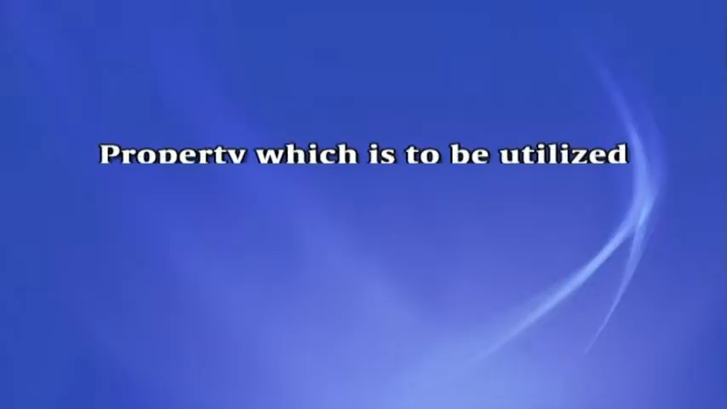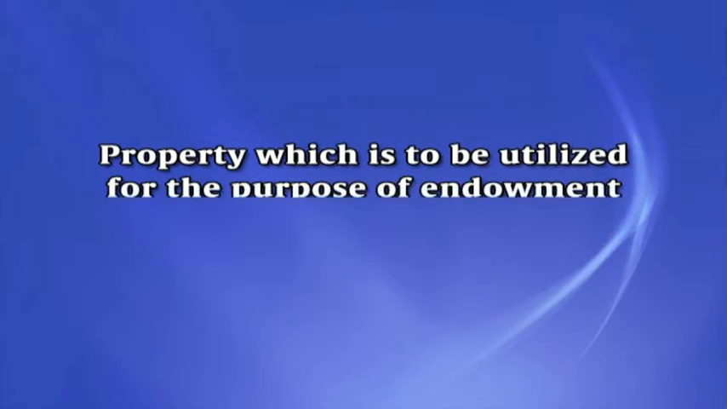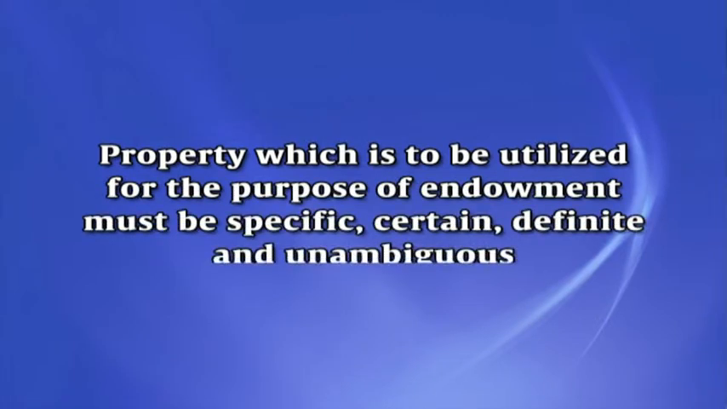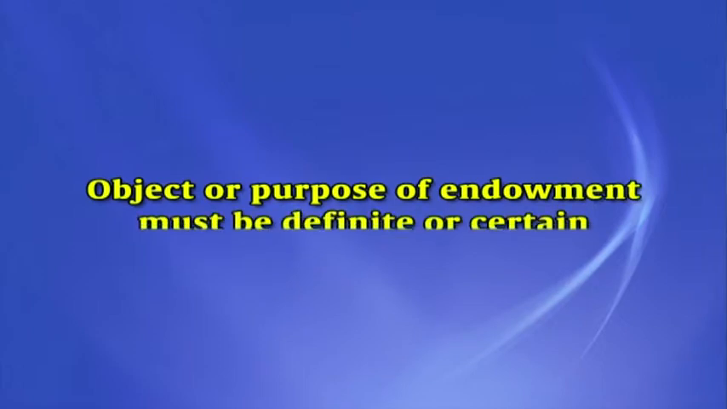Subject matter of the endowment, that is, the property which is to be utilized for the purpose of endowment, must be specific, certain, definite, and unambiguous. It is ascertained when it is separated from the other properties of the settlor, so that it may be known without ambiguity. Third essential is object or purpose of endowment must be definite or certain.